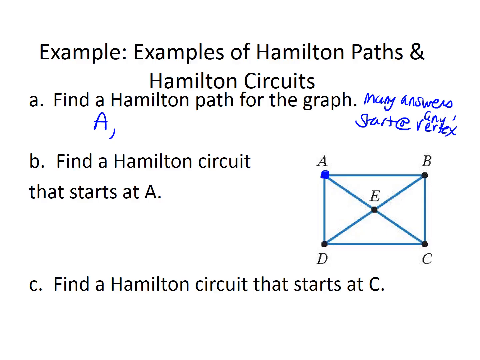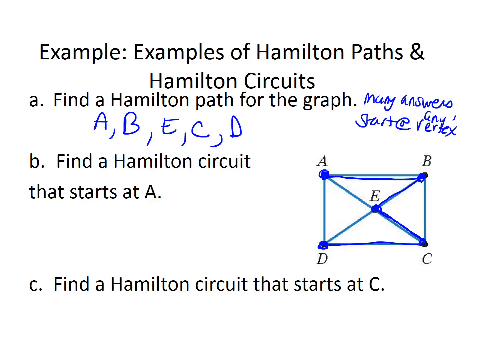Again, so we want to hit each vertex exactly once. You can only go to a vertex, of course, if there's an edge there. So we can go from A to B to E. Anywhere you want to go. There's so many of these, to C and back to D. And we want a path, not a circuit. We've hit each vertex exactly once, so we're done. We're not going to close it.